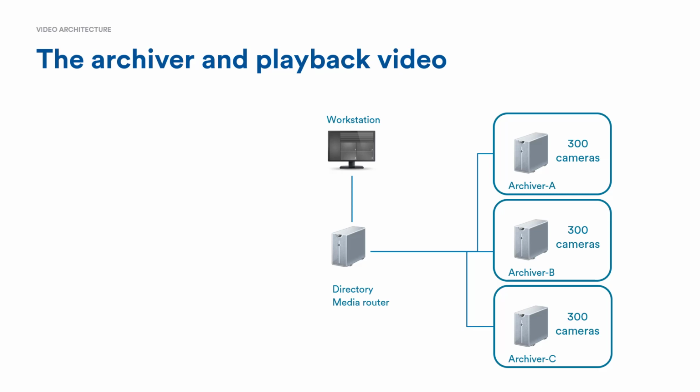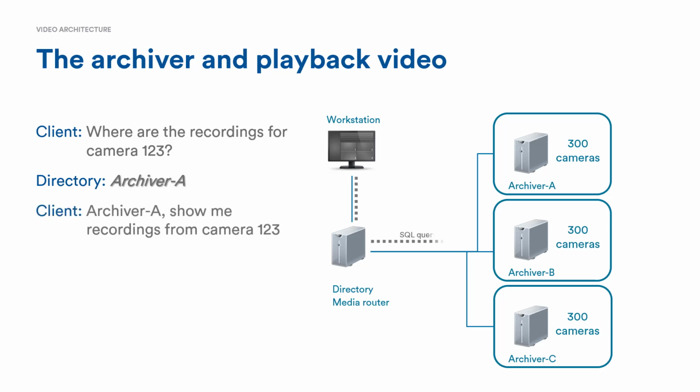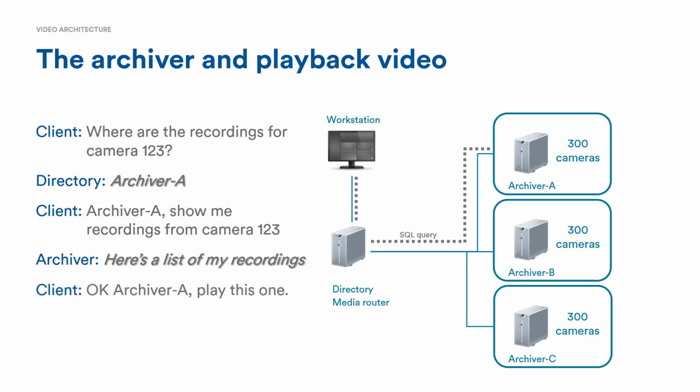Well, the client workstation is connected to the directory, and the directory knows which archiver the camera is connected to. So when a client requests recordings from a specific camera, that search is actually an SQL query that's forwarded to the archiver who records that given camera. The archiver queries its local database and replies with a list of available recordings. The client then chooses a recording from the list, and the archiver sends the playback stream to the workstation.